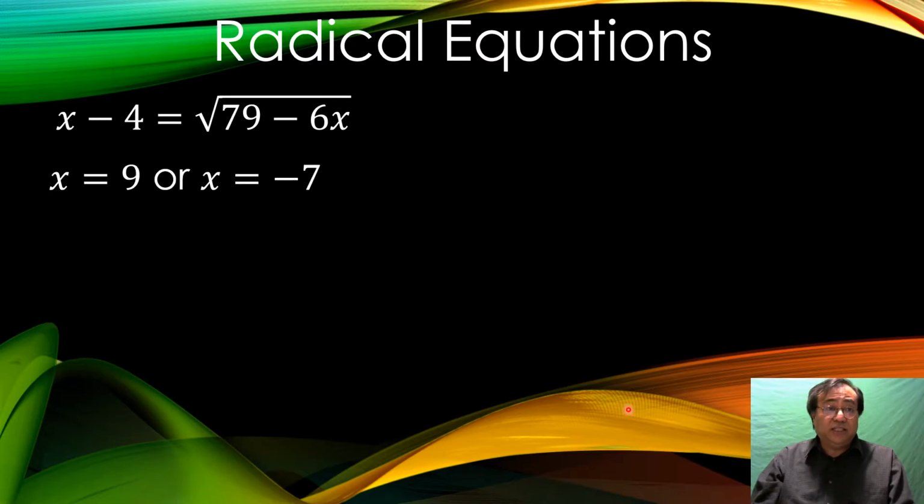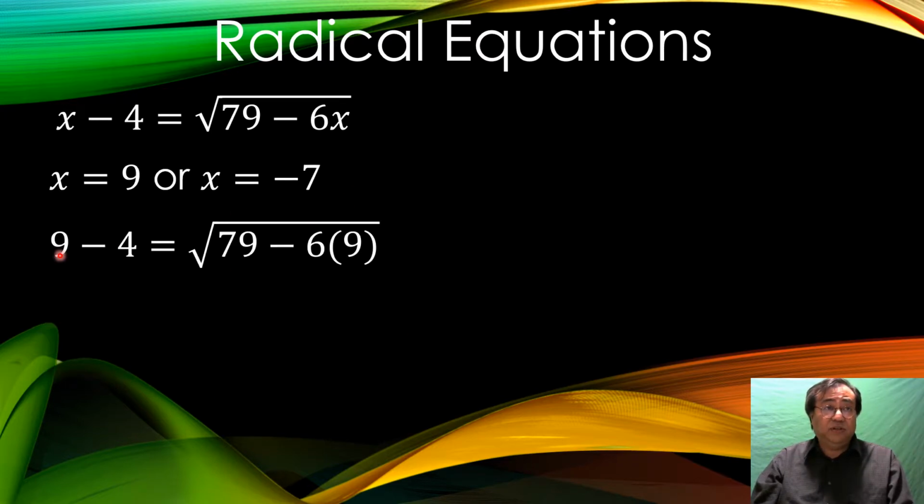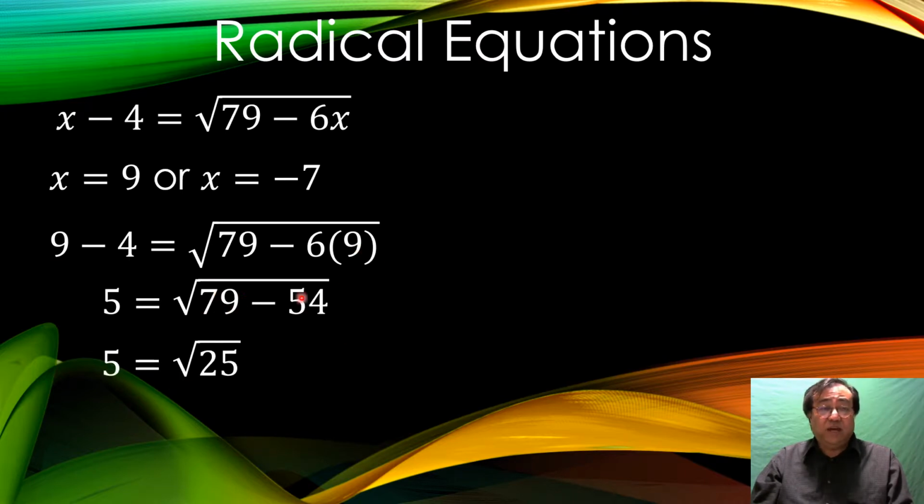Check the solutions, 9 and negative 7. Plug 9 in. 9 minus 4 on the left, and 79 minus 6 times 9 on the right. Work that out. 9 minus 4 is 5. 6 times 9 is 54. 79 minus 54 is 25. Take the square root. 5 equals 5.